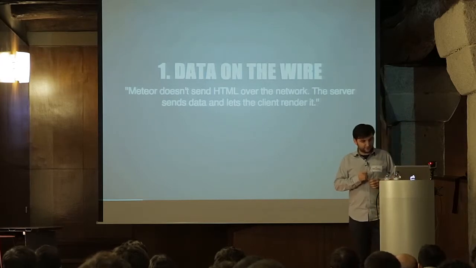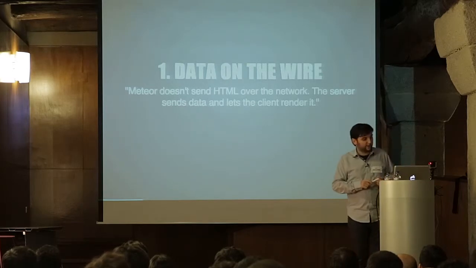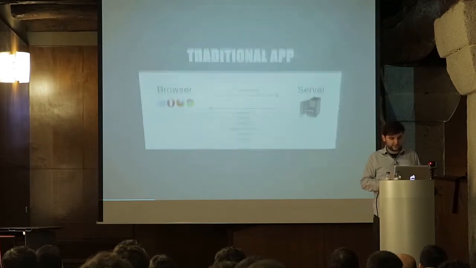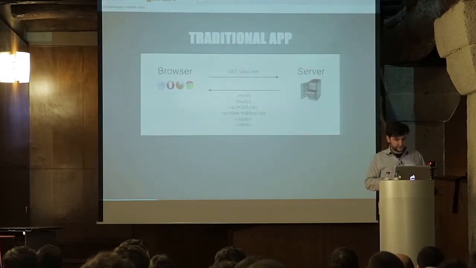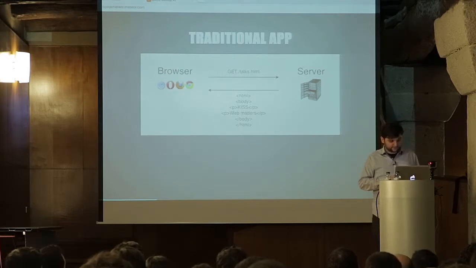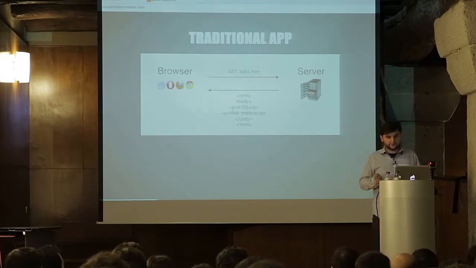Okay, official description for data on the wire. Meteor does not send HTML over the network. The server sends data and lets the client render it. What does this mean? Now, on a traditional response and request app, the client says, "Hey server, give me all the talks, give me all of the OPO.js talks, for instance." And the server says, "Here are the talks, and here is the HTML to display them." That's all the browser knows what to do. They make a request, they wait for the response, and they display that response.